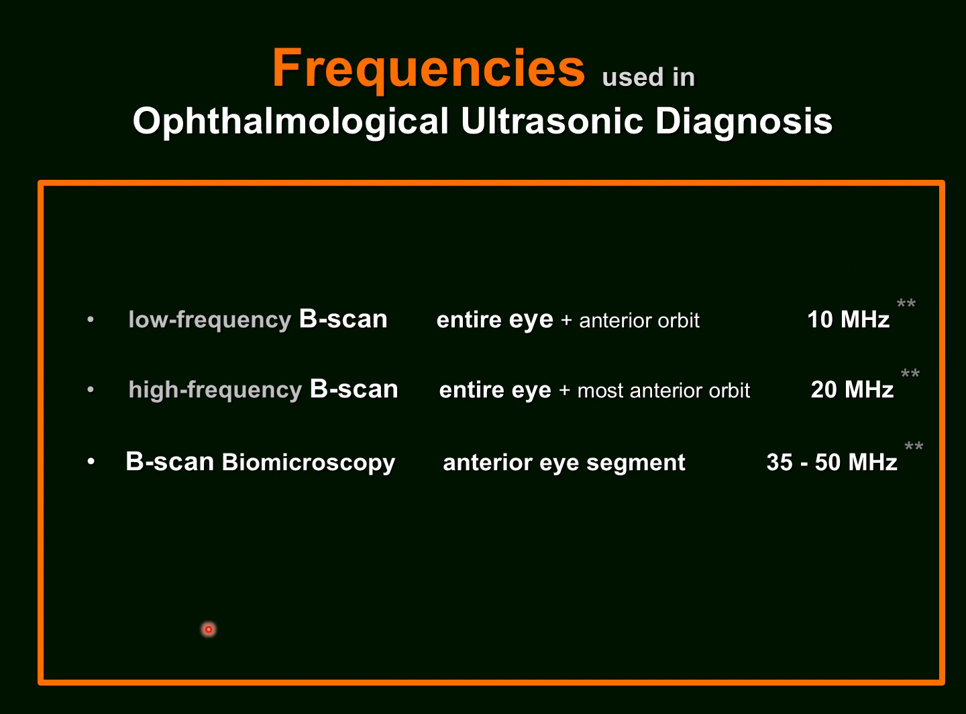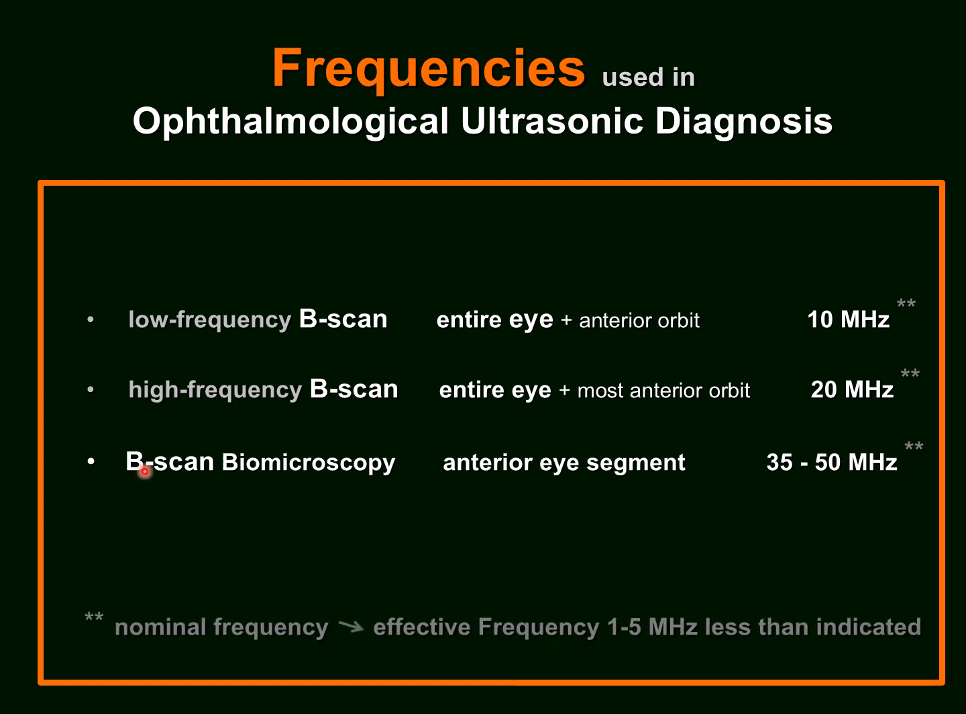When we use low frequency B-scan to examine the entire eye and the anterior orbit, 10 MHz are being used. When we use 20 MHz B-scan, only the most anterior orbit may be examined together with the entire eye. And when we use the UBM B-scan, the B-scan by microscopy with 50 MHz, only the most anterior portion of the anterior eye segment may be evaluated. That means the cornea, the anterior chamber, the iris, and the anterior lens surface.